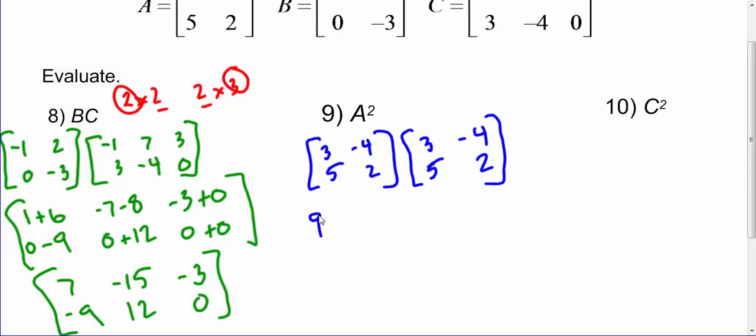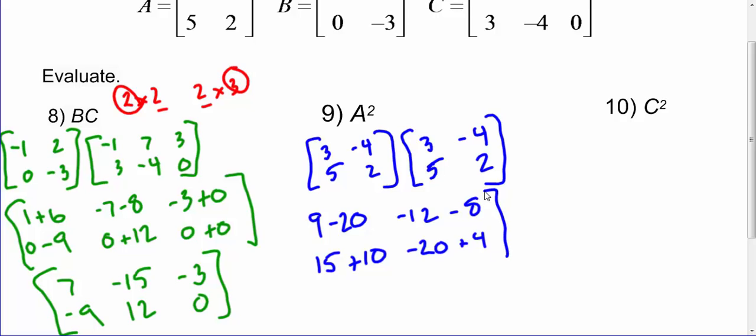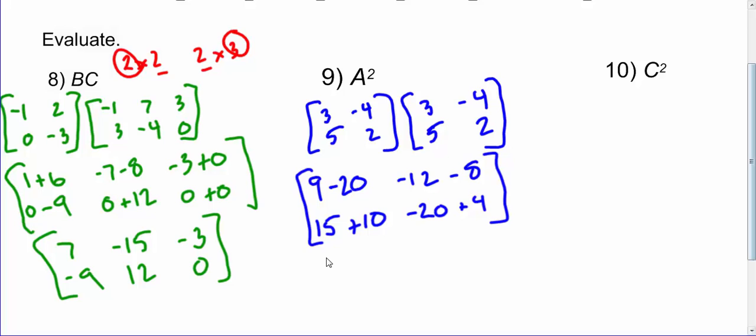3 times 3 is 9. Negative 4 plus 5. 3 times negative 4 is negative 12, and then negative 4 times 2, negative 8. 5 times 3 is 15 plus 2 times 5. 5 times negative 4 plus 2 times 2. I know I'm doing this kind of quickly. I'm following the same pattern over and over. It's really one of those things with just some practice. You start to get really fast with it, and it's still a little tedious at times, but the difficulty level is not that high. Just learn the pattern.